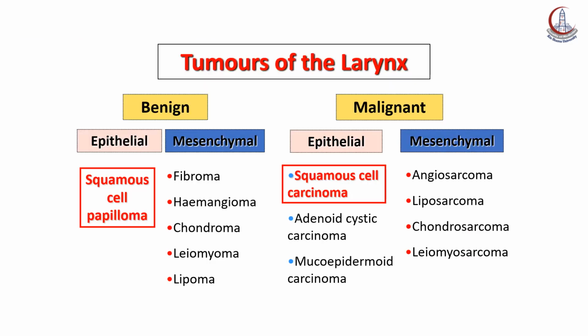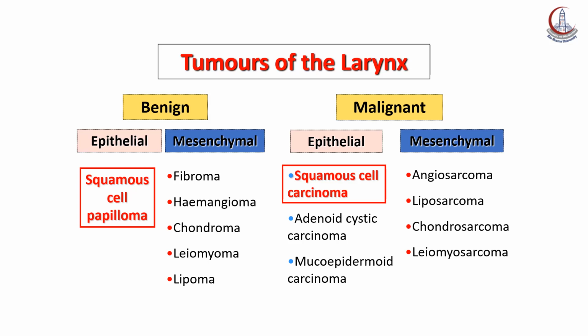The tumors of the larynx are classified into benign and malignant. The benign could be of epithelial origin or mesenchymal origin. The epithelial benign tumor, we call it a squamous cell papilloma, and we have different types of mesenchymal benign tumors like fibroma, hemangioma, chondroma, leiomyoma, and lipoma. All these tumors are rare.